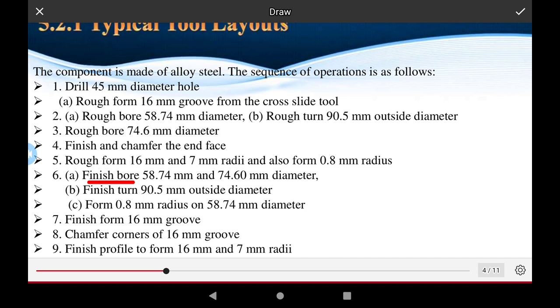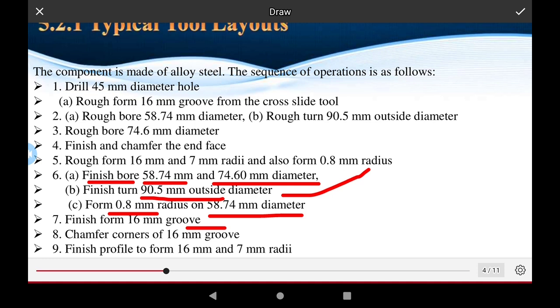80, 58.78, and the 74.6 diameter is the clear finish surface. The finishing turn is the 90.5 outer side diameter. This outer side diameter is also for a very smooth diameter from the 0.8 radius on the 58.74 diameter, finish from the 16 groove.